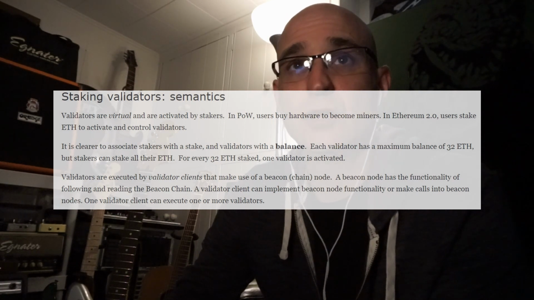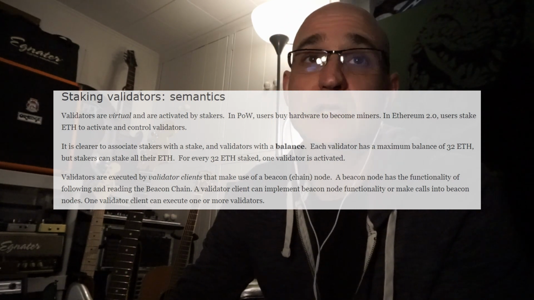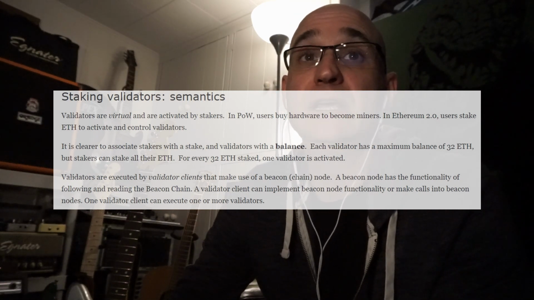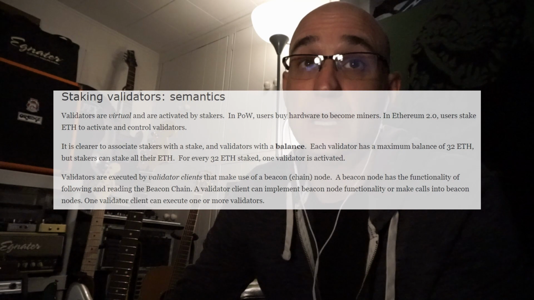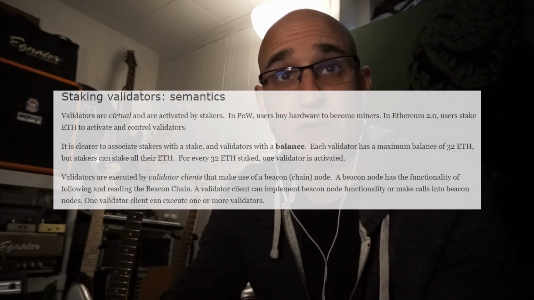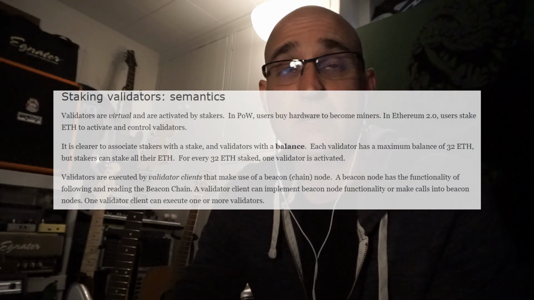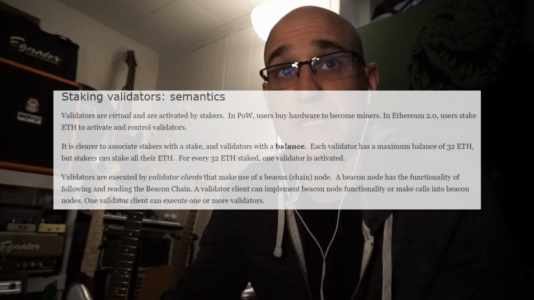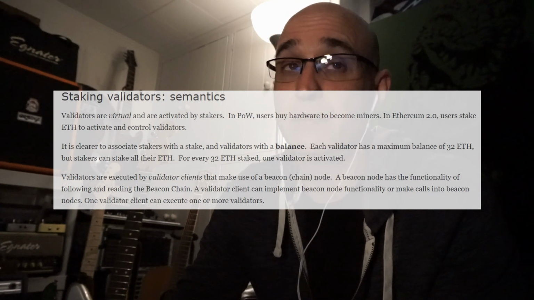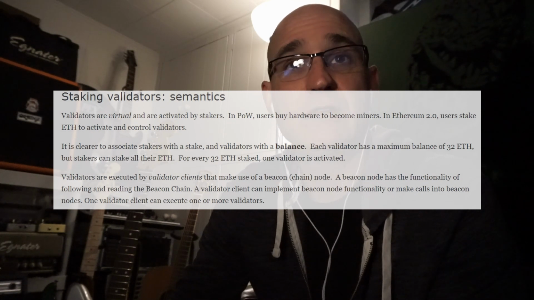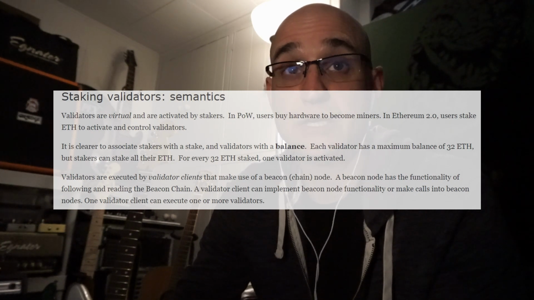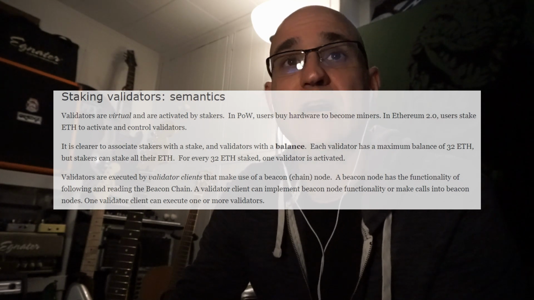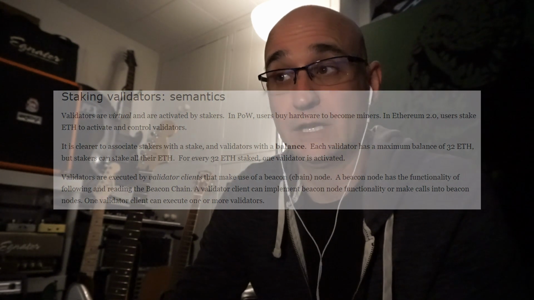Validators are executed by validator clients that make use of the beacon chain node. The beacon node has the functionality of following and reading the beacon chain. A validator client can implement beacon node functionality or make calls into beacon nodes. One validator client can execute one or more validators.